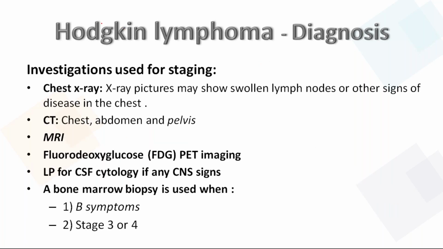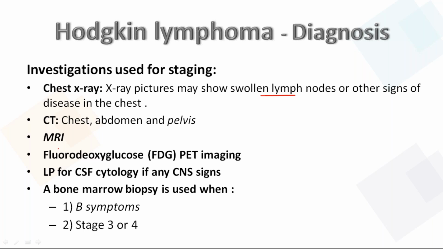Now, what about the additional investigations which may help you? One is a chest X-ray, which shows whether swollen lymph nodes are there, whether they are on either side, or other signs of chest involvement. You can take a chest CT or pelvis CT depending upon the extent of the disease.